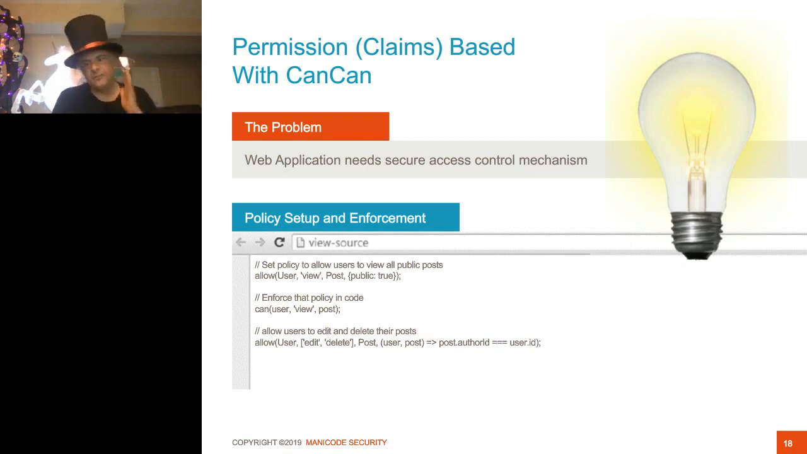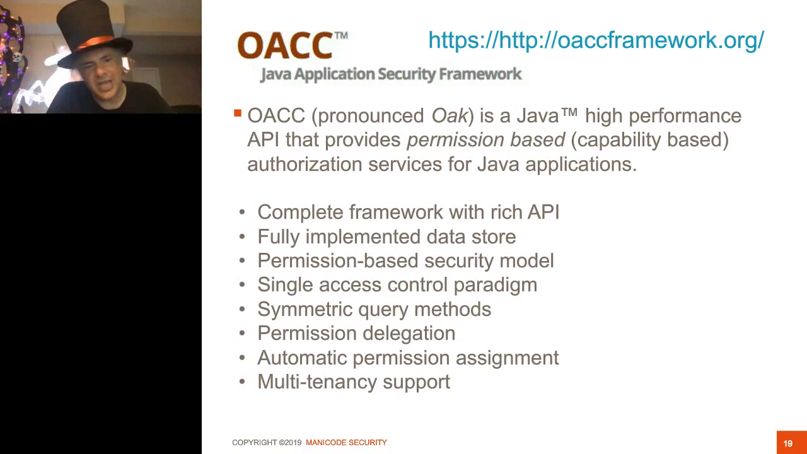When you shift from hard coding roles, which is limited, to hard coding claims and features, which is relatively unlimited in the feature potential for the future. In the world of Java, I've seen OACC. This is the closest in my world of a framework that gets it right.